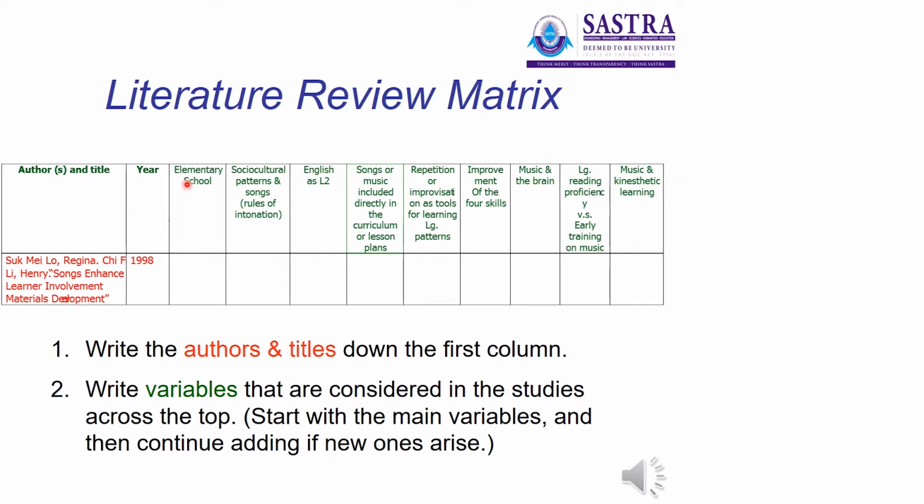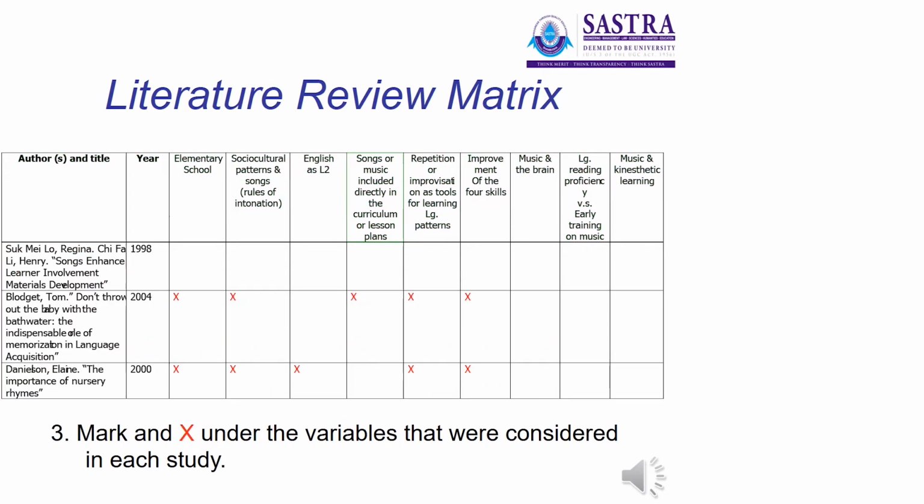If you look at the literature review matrix, the variables will keep on growing: 1, 2, 3, 4, 5, 6, 7, 8, 9. So you are trying to accumulate many variables. The next section here is that whenever you capture the variables, write variables that are considered in the studies across the top. Start with the main variables first and then continue adding if new ones arise.